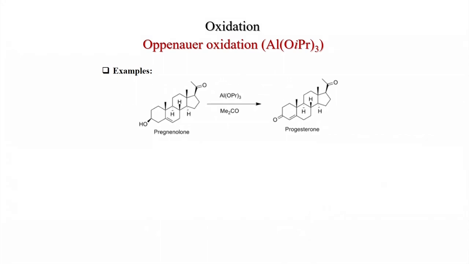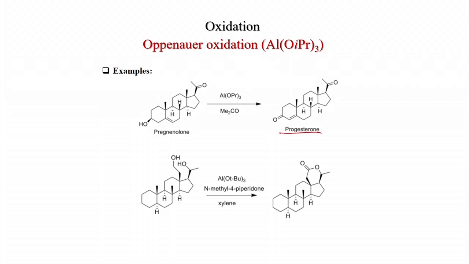Here are more examples. This is prednisolone, here also isopropoxide aluminum with acetone, it gives the progesterone. And here a secondary alcohol and a primary alcohol are present. So, here selectively the primary alcohol is getting oxidized, might be because sterics is a factor, might be because these two groups are close to each other, and that's why sterics is playing a role. In general, we said that secondary alcohol is more reactive than primary with Oppenauer oxidation, but here sterics is playing a role. So, the primary alcohol is getting oxidized to the aldehyde, then this alcohol is making the lactol, and the lactol is going to lactone. So, lactol will be formed first, and then it is oxidized to the lactone.